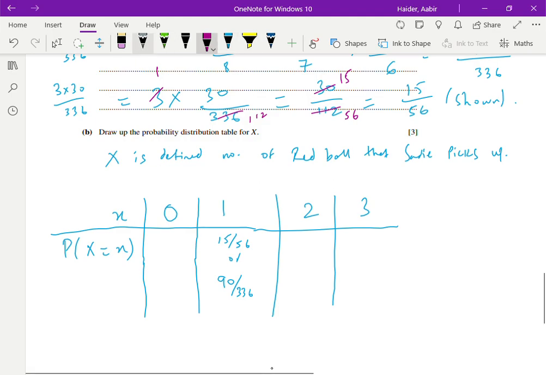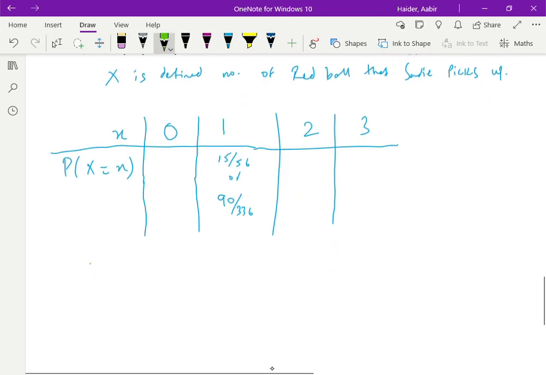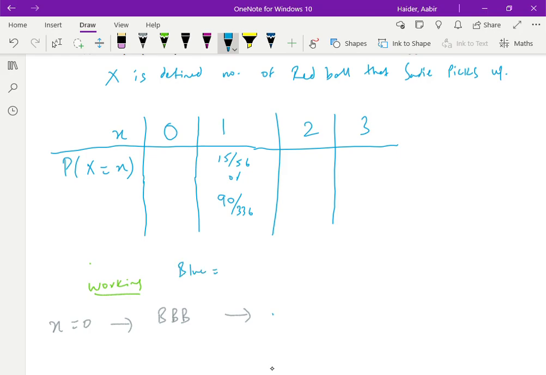Now let's do the working for 0. 0 means for X to be 0, you should be having all the blue balls, right? No red means all blue. So for all blue, your probability should be, since the blue balls were I think 3, and red balls were 5. Let's confirm from the question. Yes, this is the case. Okay, so we have this particular case here. Let's write this here.